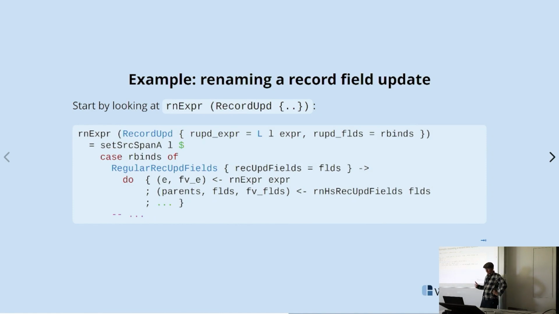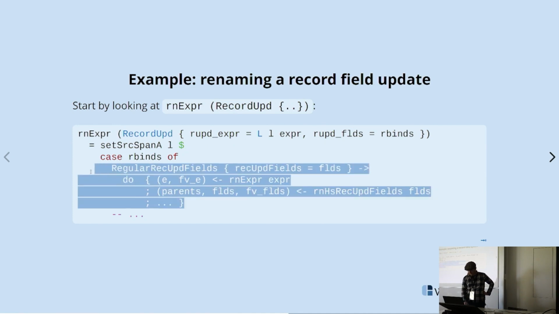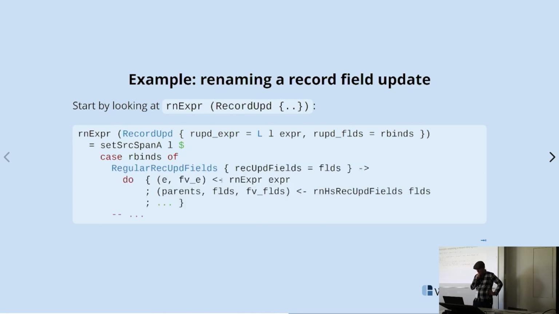There are two cases it can handle. There's a normal record update, or there's record update if you enable the overloaded record dot syntax. I'm not going to be dealing with that one. So this is just normal record update. Maybe I should have written the type signature here, but we're taking a past expression, and we're supposed to return a renamed expression, which means that all the things inside it refer to these unique identifiers. And we're running in the Renamer monad.